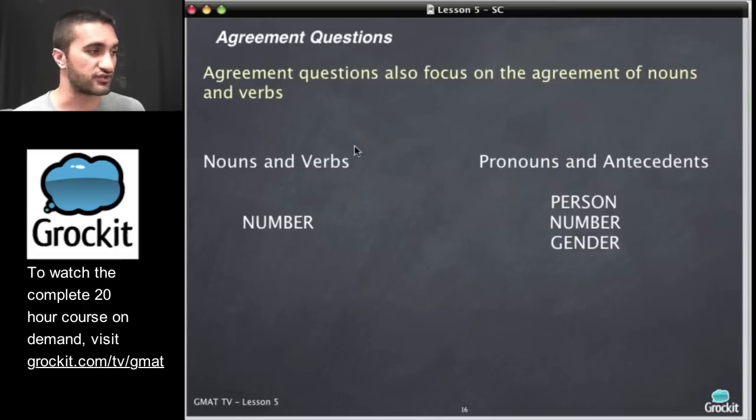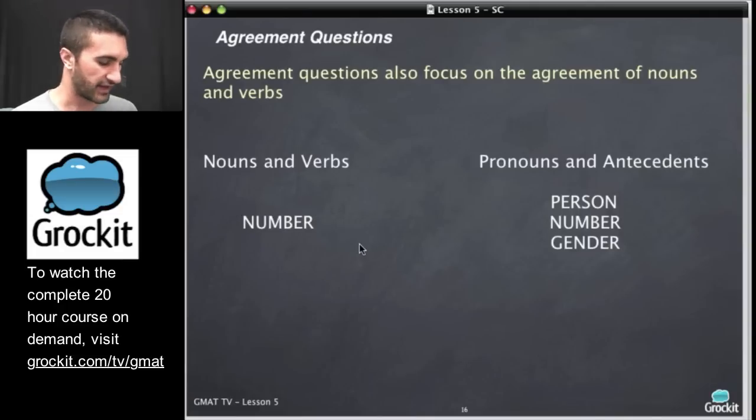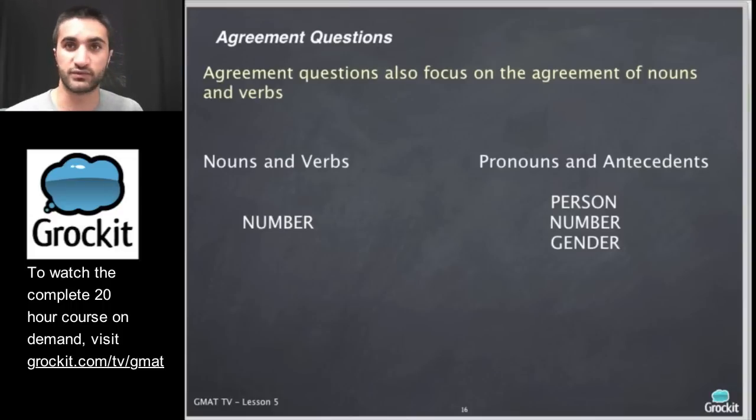So, agreement questions, just to keep it very simple for us. Agreement questions also focus on the agreements of nouns and verbs. When we're testing noun and verb agreement, they have to agree in number. When we're testing pronoun and antecedent agreement, they have to agree in person, in number, and in gender. So, this is what we're checking on for noun-verb agreement and pronoun-antecedent agreement.